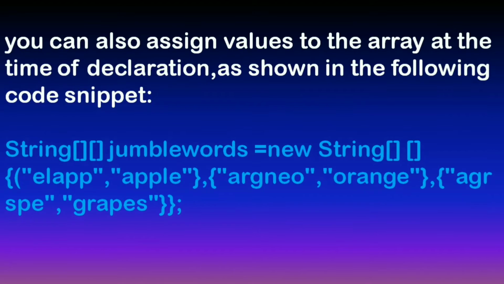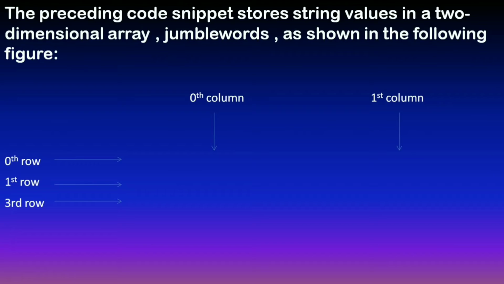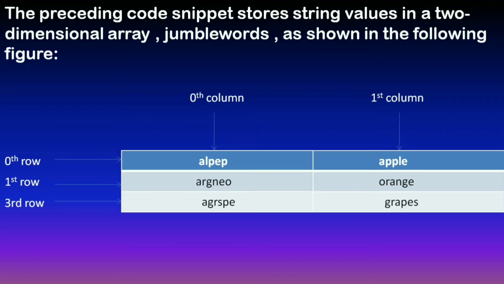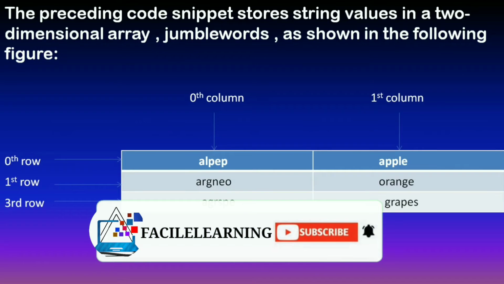You can also assign values to the array at the time of declaration, as shown in the following code snippet. String bracket bracket jumbleWords equals new String bracket bracket. This is the array name and these are the values inside this array. The preceding code snippet stores string values in a two-dimensional array, jumbleWords, as shown in the following figure. 0th row 0th column lpap, 0th row first column apple, first row 0th column agneo, first row first column orange, third row 0th column agrsp, third row first column grapes.